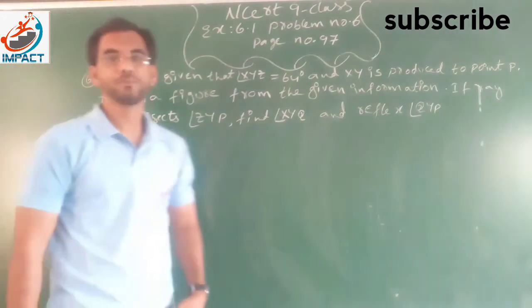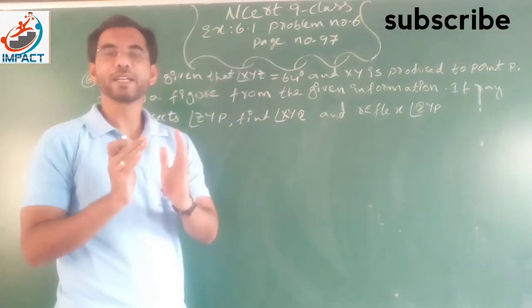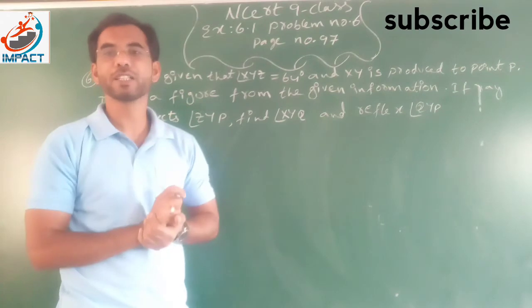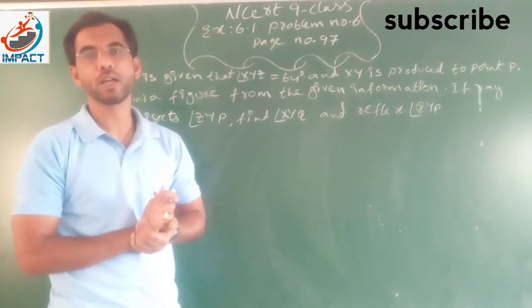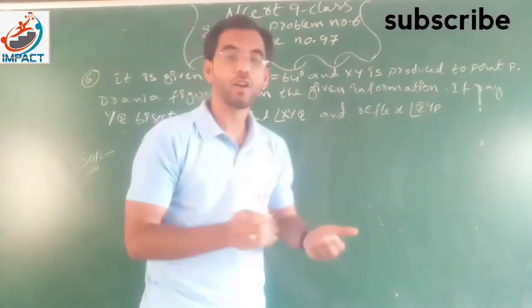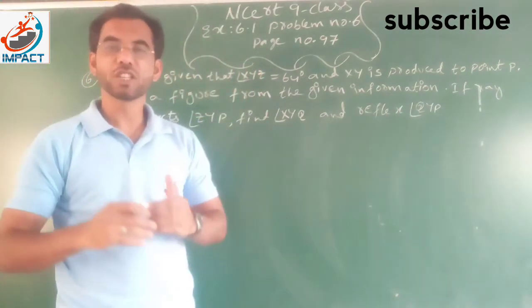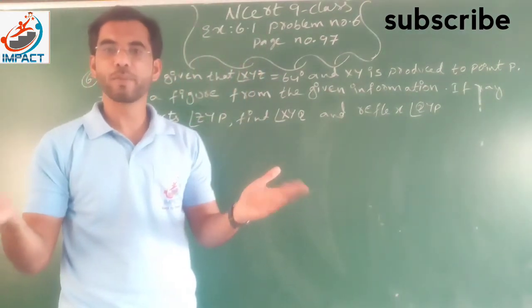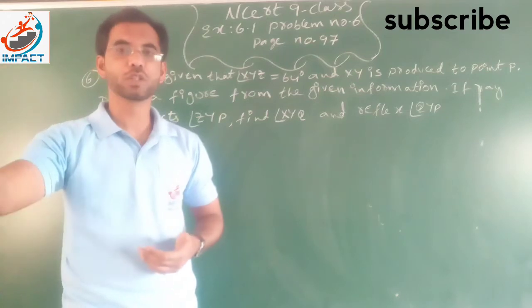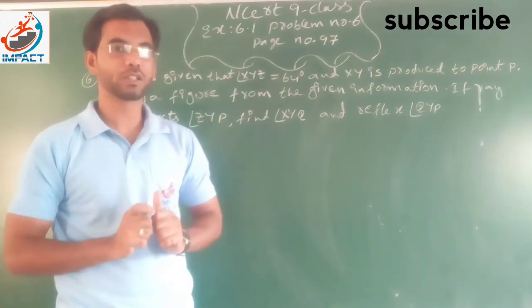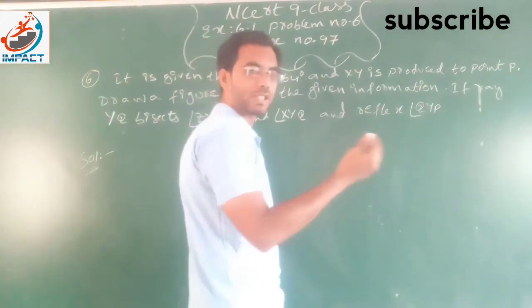What is bisect? Dividing the angle into two equal parts. And what is reflex? An angle which is more than 180 degrees but less than 360 degrees is called a reflex angle. Now we will start drawing the diagram.